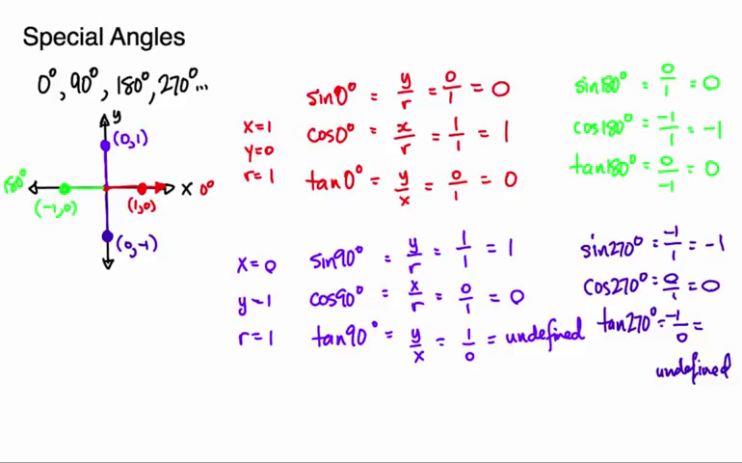So tangent is undefined if the line goes straight up and down, and tangent is 0 if the line goes across the positive x-axis, which makes sense when we relate it to slope. And you'll notice that sine and cosine become 0s, 1s, and -1s depending on the relationship between x, y, and r.